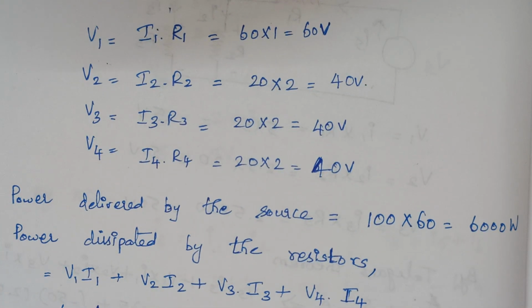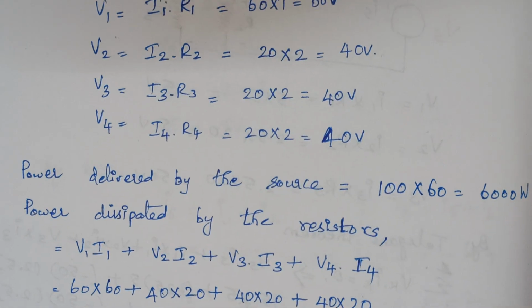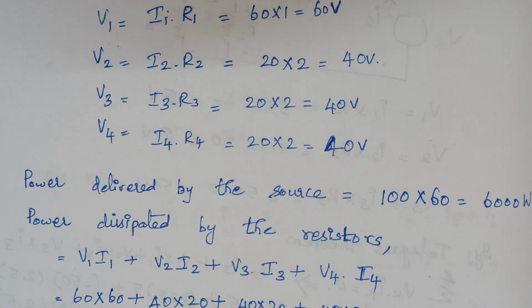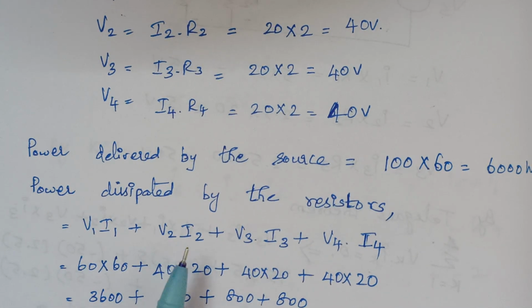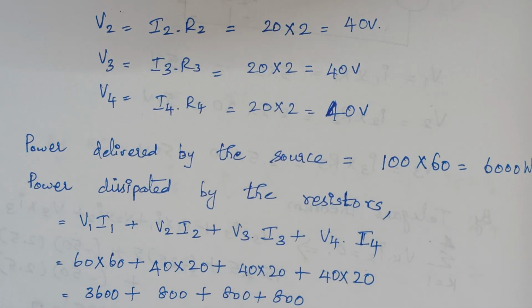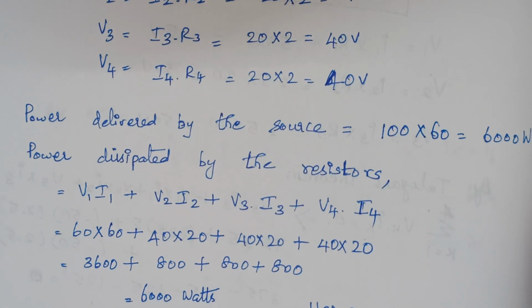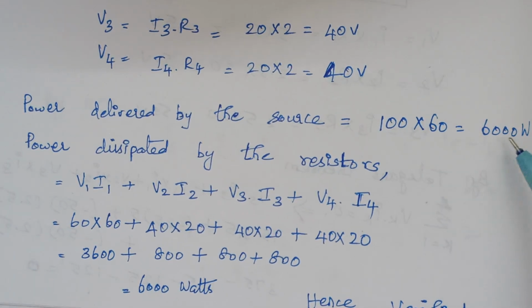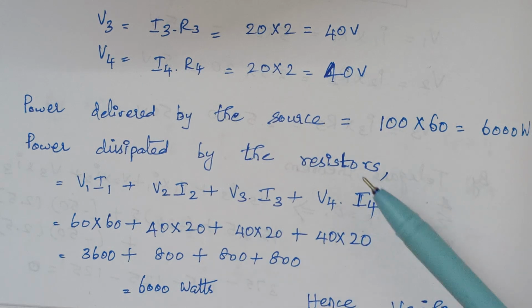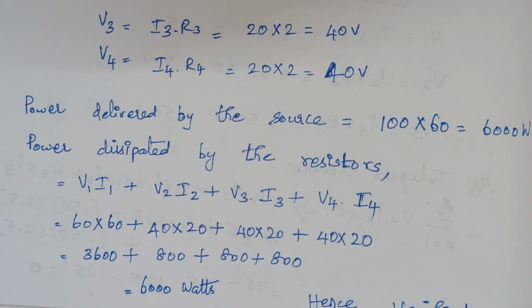Right. Similarly, the power dissipated by the resistors is given by this formula: V1 I1, V2 I2, V3 I3 and V4 I4. So here just substitute the values. We know the value of V1 as well as I1, similarly V2 I2, V3 I3 and so on. Just substitute the values here, and finally you see again we end up with the same answer, that is 6000 watts. Power delivered by the source is 6000 watts, and similarly the power dissipated by the resistors is 6000 watts. Therefore here finally Tellegen's theorem got verified, right?